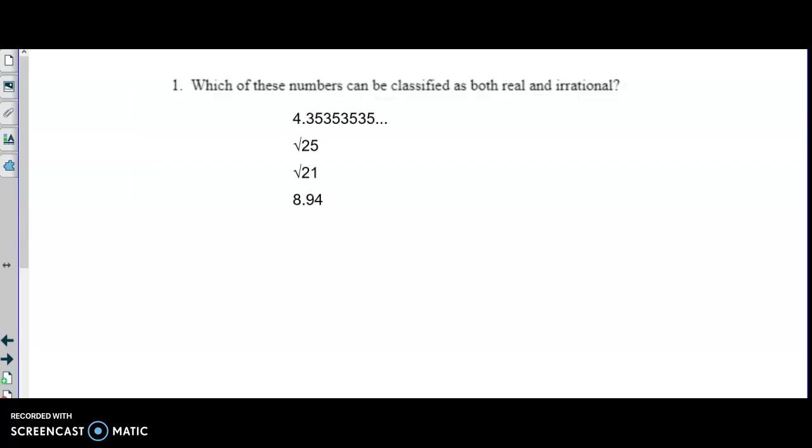So let's look at some of these questions. Which of these numbers can be classified as both real and irrational? Well, for right now, every number that we know is real, so we really only have to worry about irrational. Remember, irrational numbers are those numbers that don't end and they don't repeat.